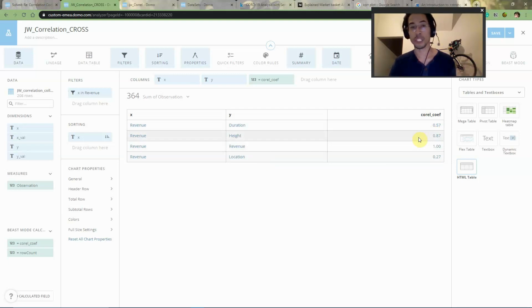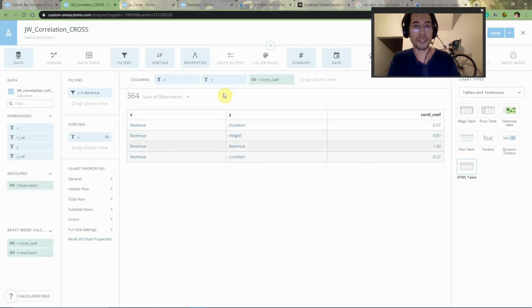Very strong relationship. Revenue is 1. Revenue to revenue is 100%. That's obvious. And the relationship between revenue and location is 0.27. So that's kind of weak. So I would say location has no impact on revenue. And that makes sense because I typed it in randomly, whereas the other ones I actually tried to make have a positive correlation.